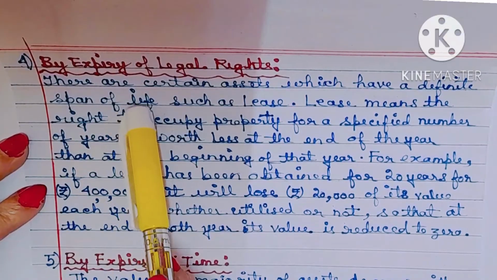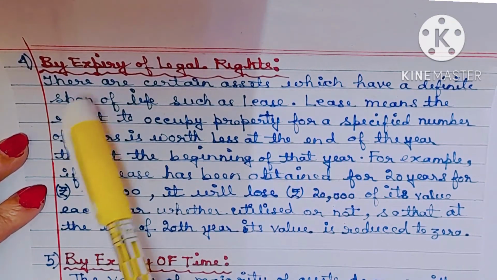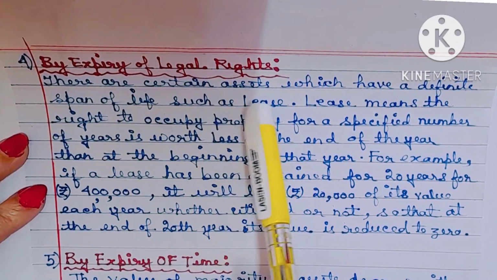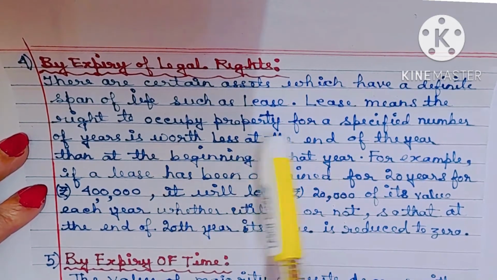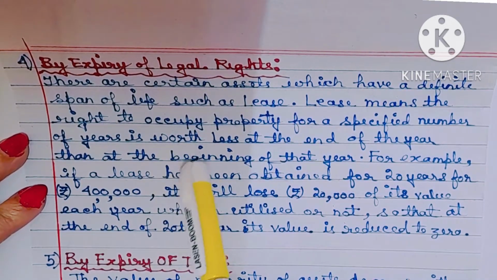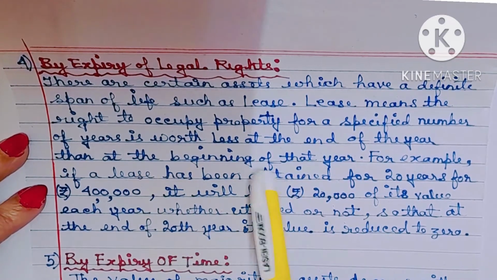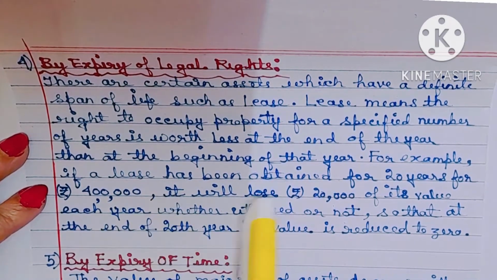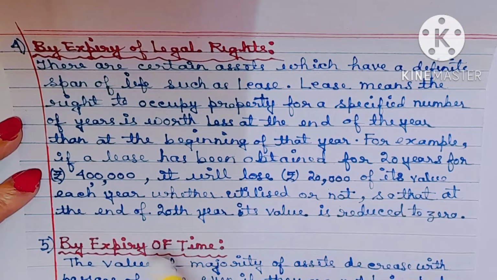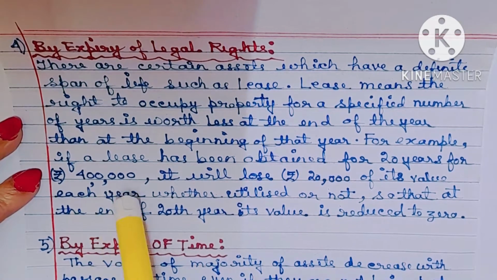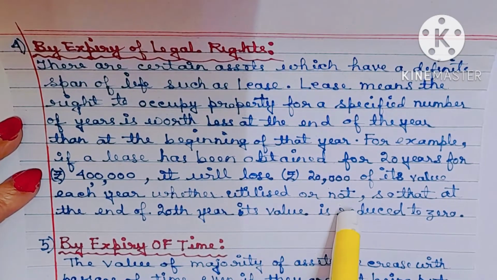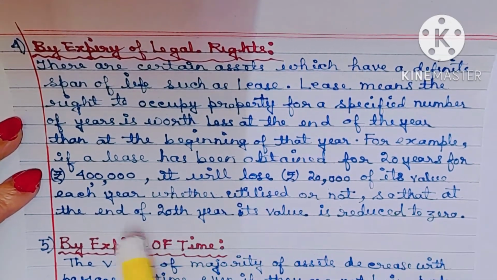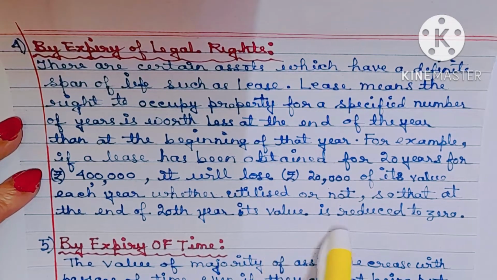Understood? Now, what is the fourth cause of depreciation? Let's see. Number 4. By expiry of legal rights. There are certain assets which have a definite span of life such as lease. Lease means the right to occupy property for a specified number of years, and it is worth less at the end of the year than at the beginning of that year. For example, if your lease has been obtained for 20 years, তুমি যদি 20 years এর জন্য একটা lease নাও for 4 lakhs, it will lose 20,000 of its value each year, whether utilized or not, because তুমি lease নিয়েছো. So that at the end of the 20th year, its value is reduced to 0.